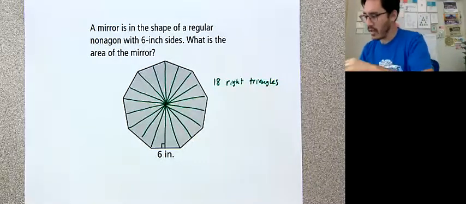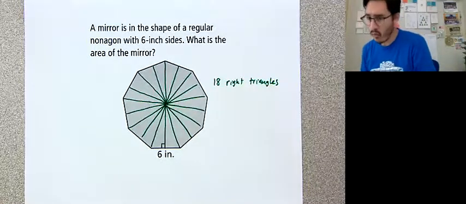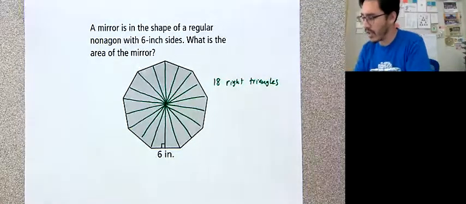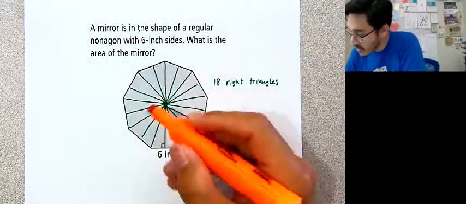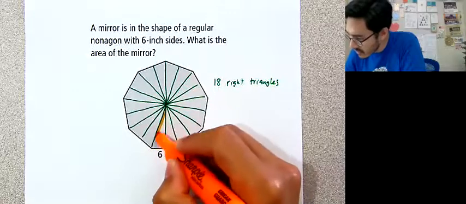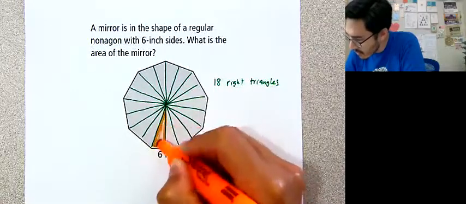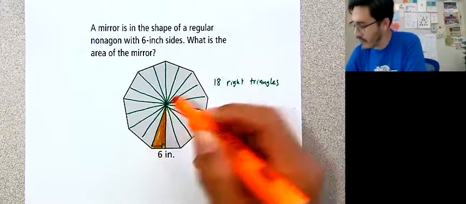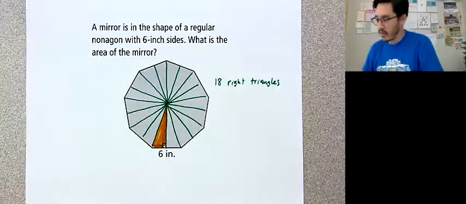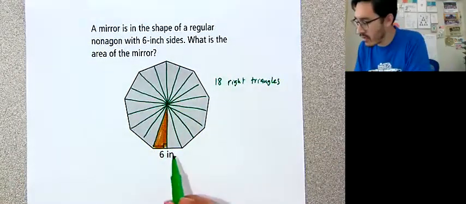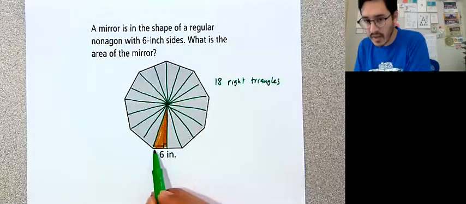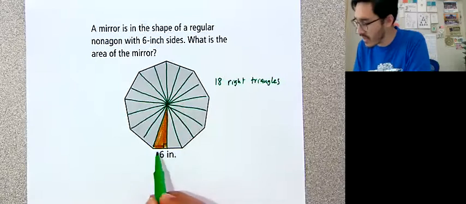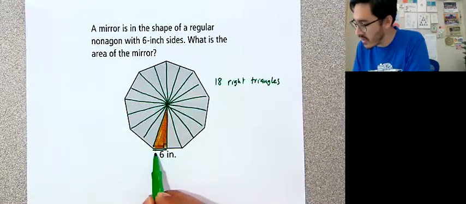Okay. All right, so like the last video, I'm just gonna highlight one of these right triangles, excuse me. So this one right here. So we know we have a right angle. We also know because the entire length of this side is 6, then that distance right there is only 3 inches.